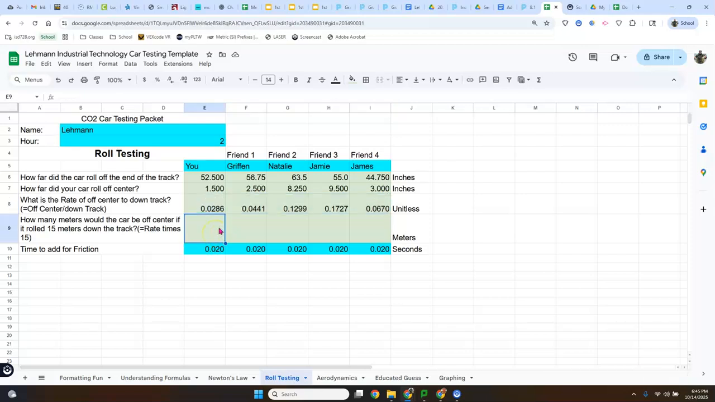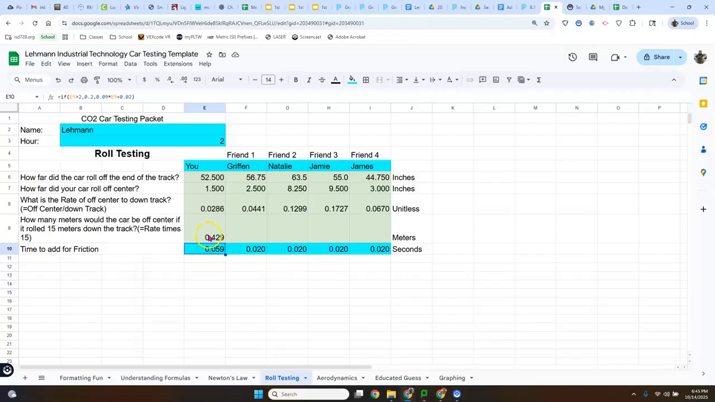So we're going to go into here, once again, always equals, and then we're going to go E8, it's our cell above that we're multiplying, and then we're going to go multiply, so once again, that's shift 8, times 15. Enter. Now that's telling me that my car is going to go 0.4 meters off center by the end of the track. So 15 meters later, it's pulling to the right or pulling to the left by 0.4 of a meter, all right? Which I believe is something like, well, that'd be, what, 429 centimeters? If I'm doing that right.